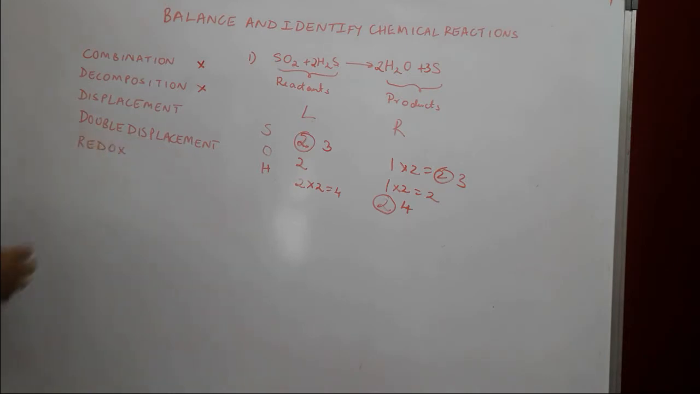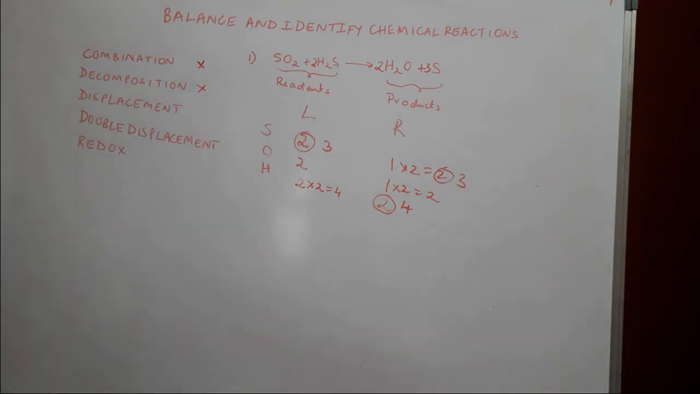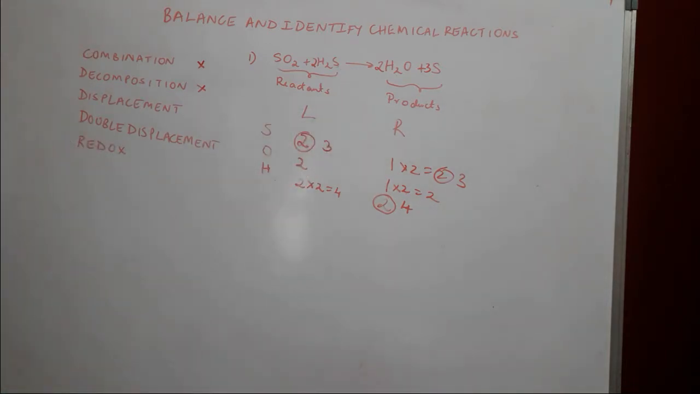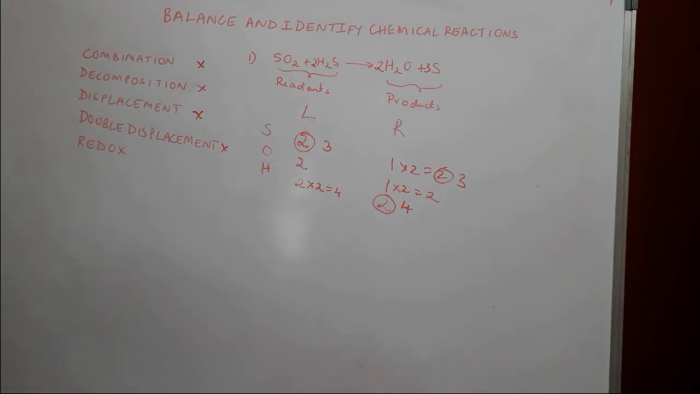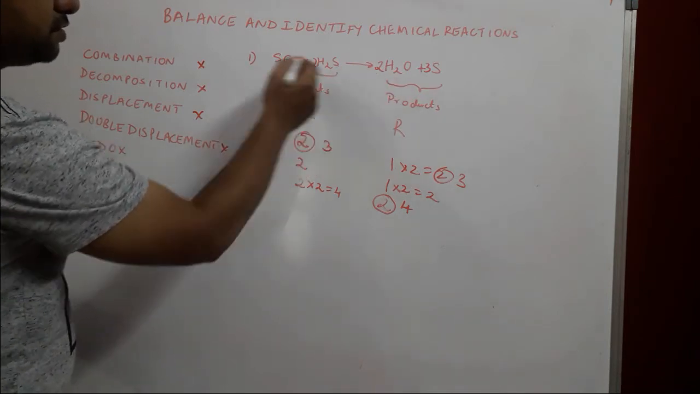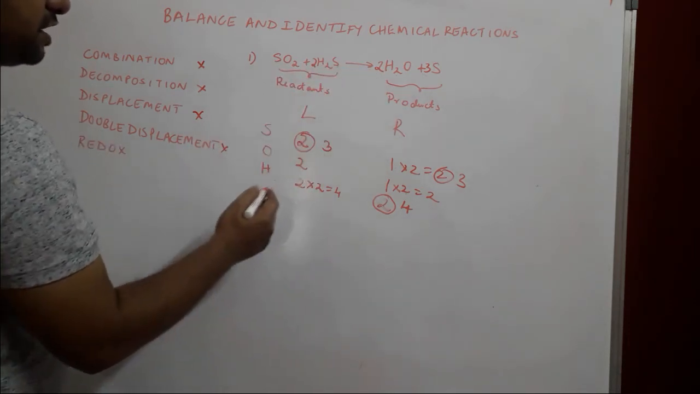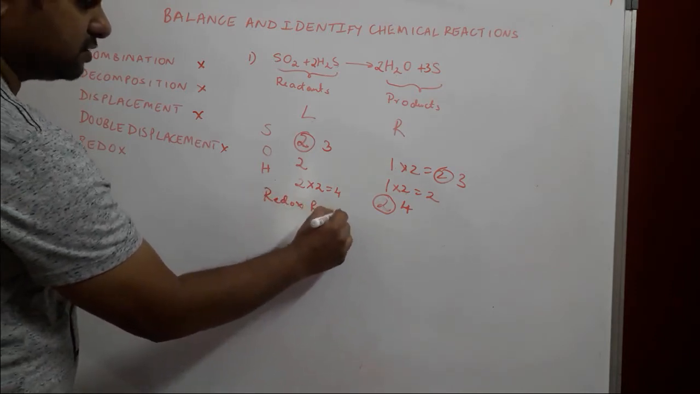Same thing goes with double displacement. For double displacement, you need 2 metals displacing each other from their salt solutions. That really doesn't happen over here. So double displacement is also ruled out. But in case of a redox reaction, yes, it does happen, because sulfur loses its oxygen to hydrogen. So sulfur is getting reduced and hydrogen is getting oxidized. So this is definitely a case of redox reaction. So we can say this is a redox reaction.